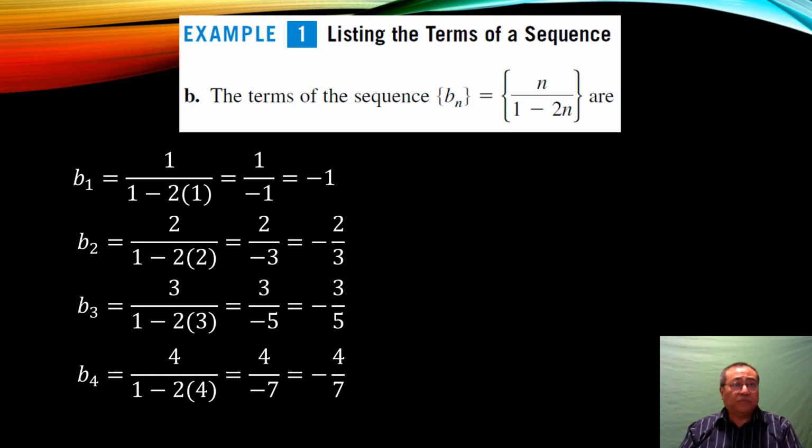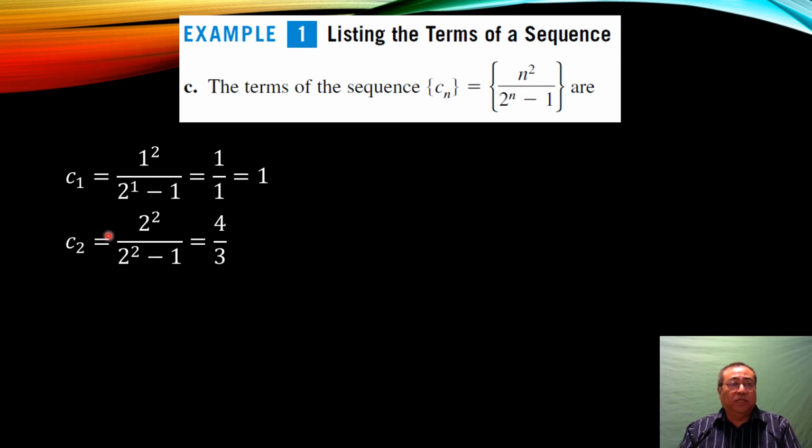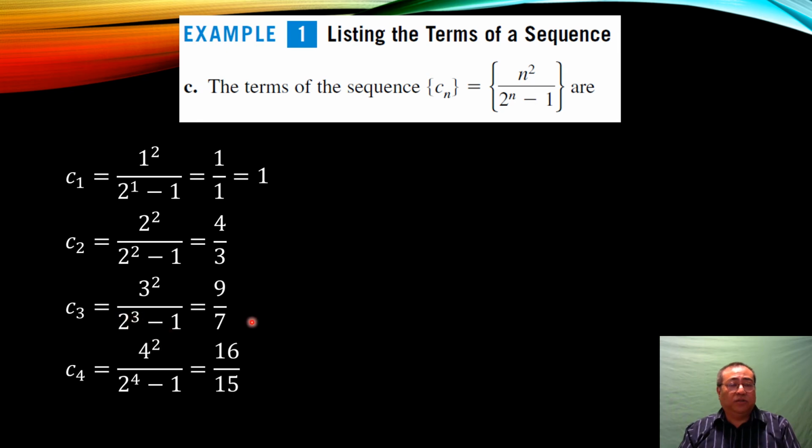There's one more, I think. We're going to plug in n. So n equals 1, so it's 1 squared over 2 to the 1 minus 1, which becomes 1. Then 2 squared over 2 squared minus 1, which is 4/3. This time it's 3 squared over 2 to the 3rd minus 1, and so on. That's what that is.